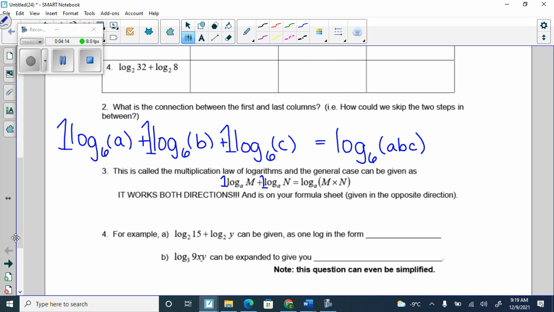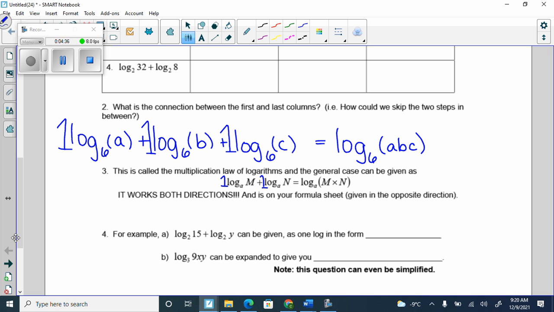So now the next one I have, oh, and remember that it can work in both directions. People are often good at putting them together, but forget that they can separate them. So if ever you have like log base 2 of 7 times 9 times 3 times B times C, you could separate them all out with plus signs. You can make 5 logs. Okay? So let's look here.